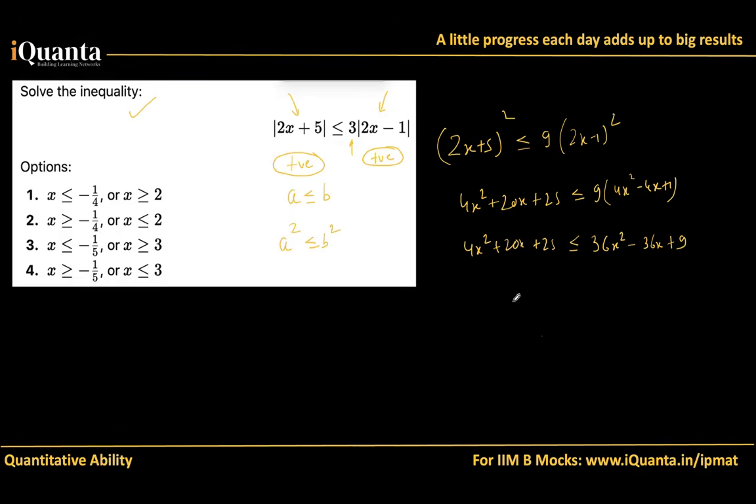Now let's adjust the like terms. So x square goes there, we get 32x square. 20x goes there, we get minus 56x. And this 25 goes there, we get 16, so minus 16.